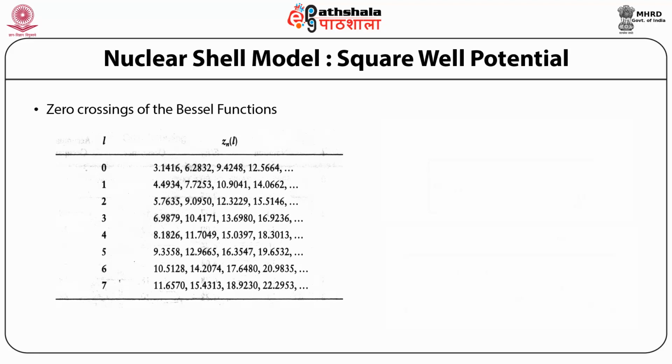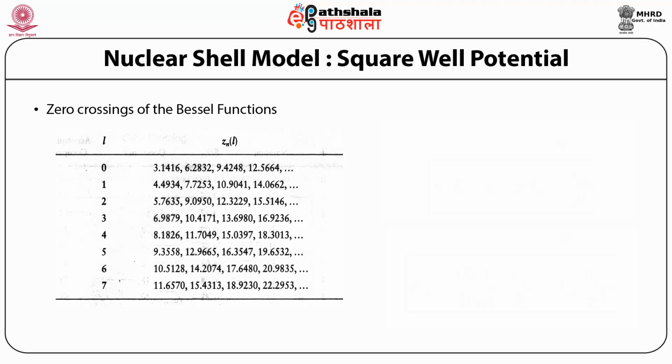Nuclear shell model, square well potential. We still continue our discussion about the nuclear shell model when we consider the square well potential. In the previous slide, we have seen that for various values of L, the J_L(kr) function cuts the x-axis at various places. If we observe the corresponding values of x where J_L crosses the x-axis, we find that for L = 0, it crosses at 3.1416, 6.2832, 9.4248, 12.5664 and so on, with decreasing amplitude.